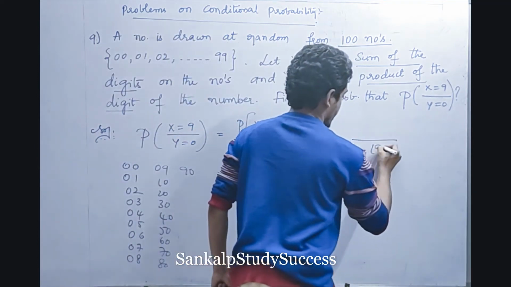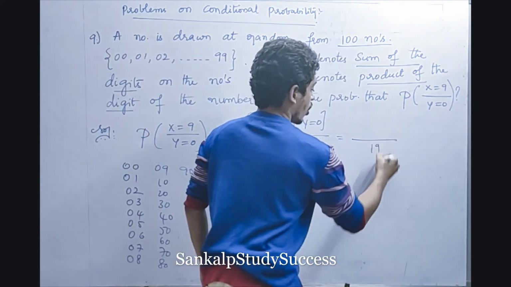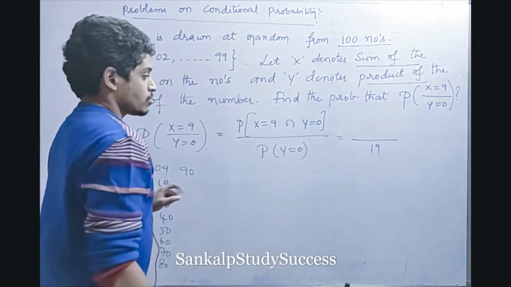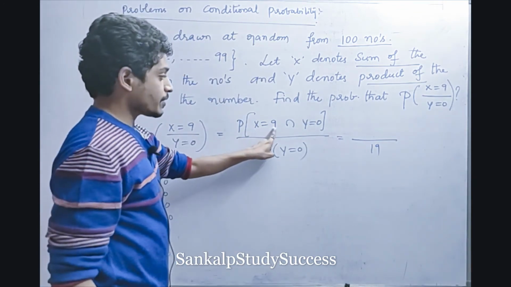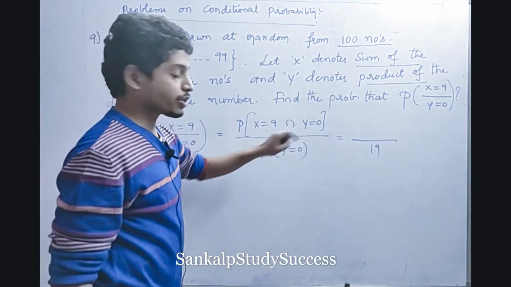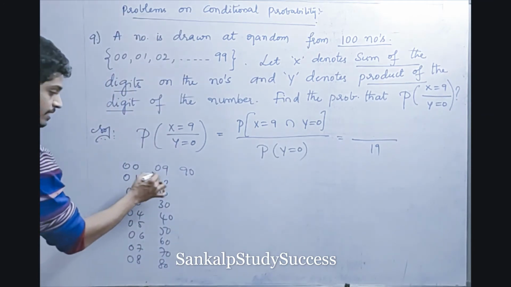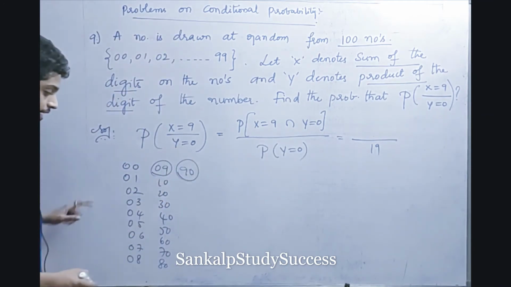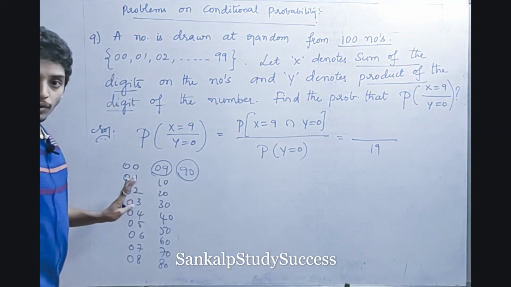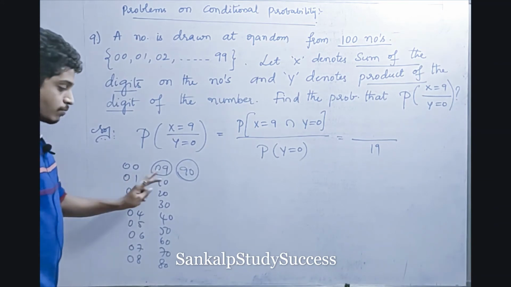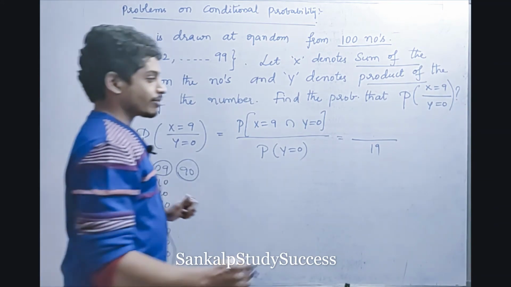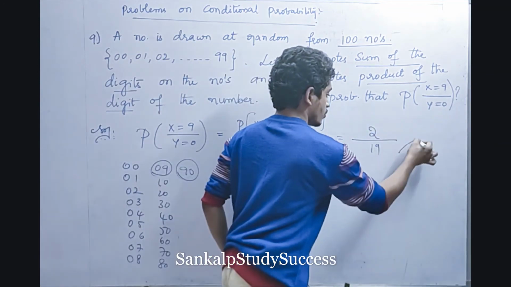So out of 19, how many do we need now? In these 19, X equal to 9, the sum should become 9 and the product should become 0. What are these? 0 plus 9 is 9, right? 9 plus 0 is also 9, right? In the remaining ones, no digits will give us the sum 9, right? Only these two are getting it. So favorable outcomes is 2. So the answer is 2 by 19.